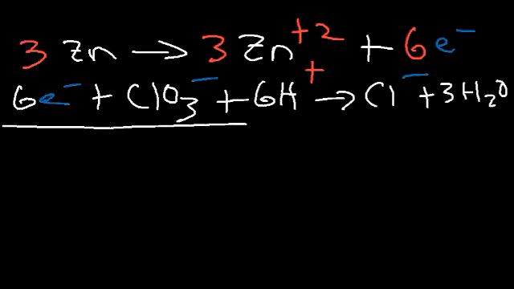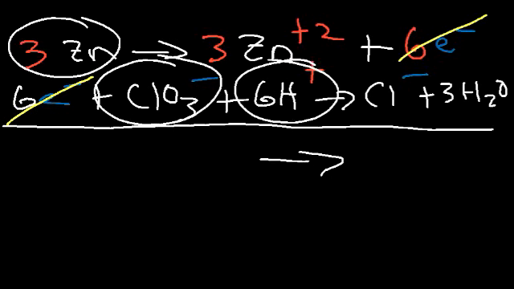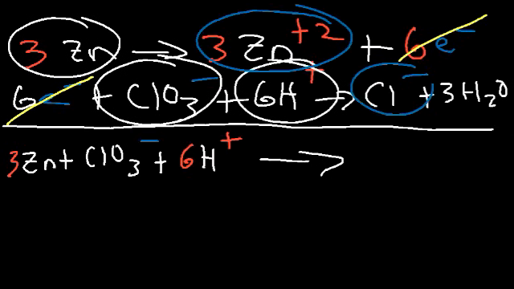Now that we have the same electrons, we can add the 2 half reactions. When you add them, the electrons will cancel since they're on opposite sides of the reaction. And then everything else, you could just bring it down. So to the left of the arrow, we have zinc, chlorate, and the H plus ions. And on the right side, we have the zinc ions, chloride, and water.